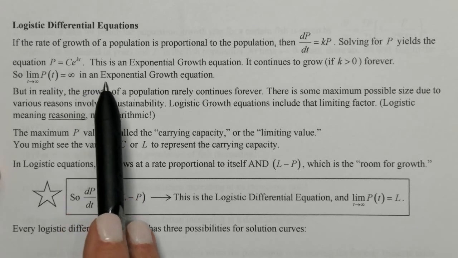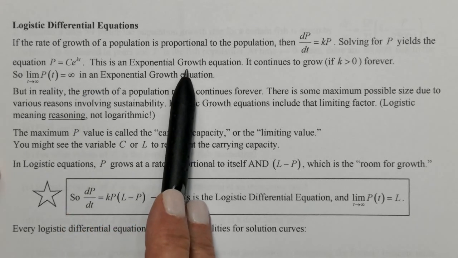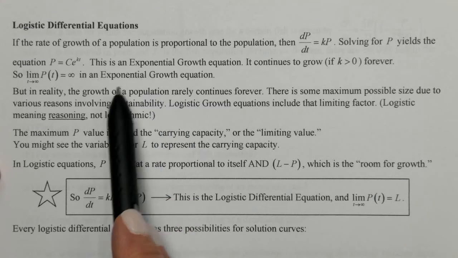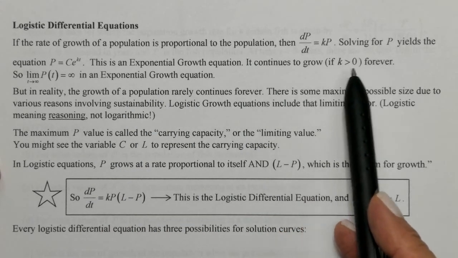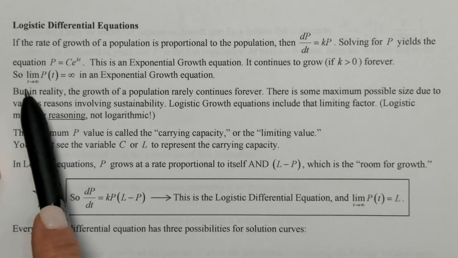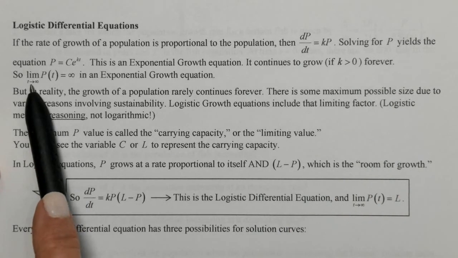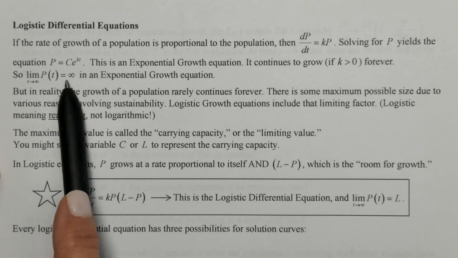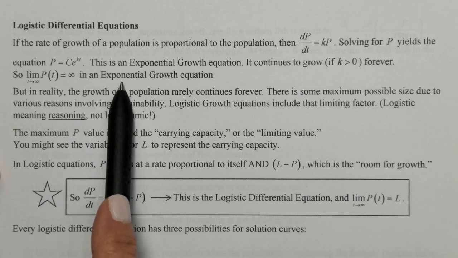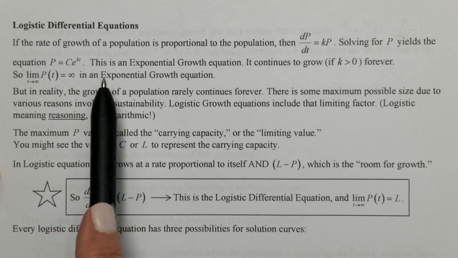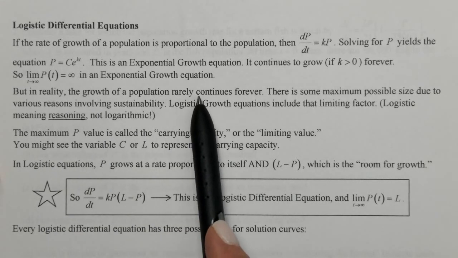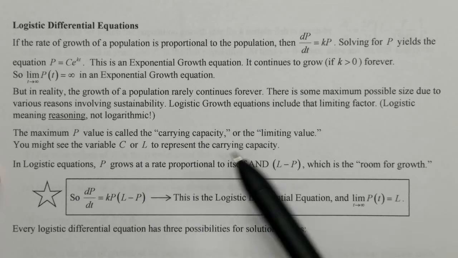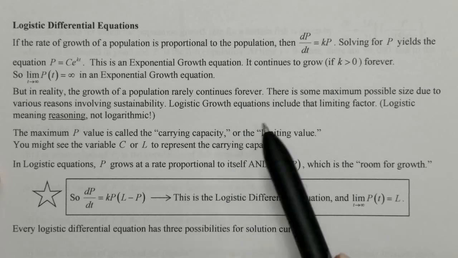So that is called the exponential growth equation, and the population would continue to grow forever if k is positive. So the limit as time goes to infinity of the population would be infinity in an exponential growth equation. In reality, though, the growth of a population rarely ever continues forever. There is some maximum possible size due to various reasons.